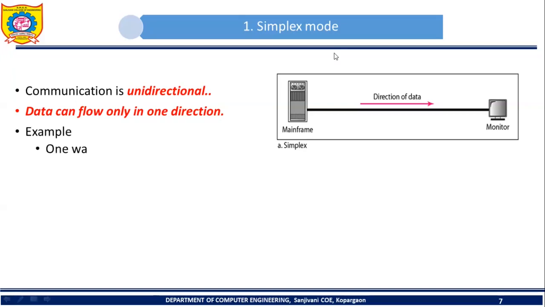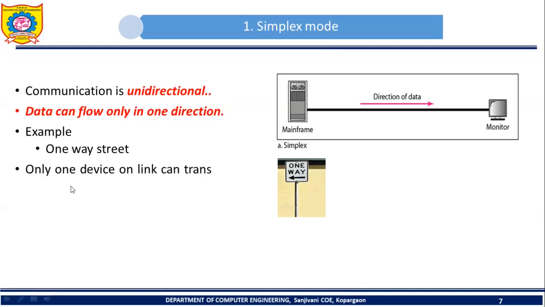If we have such communication between two devices, then we can say that it is simplex mode. Consider one general example, a one-way street. In a one-way street, vehicles can move only in one direction. In simplex mode, only one device on the link can transmit, while the other can only receive the data. Suppose this is the sender; the sender can only send the data, it cannot receive. And this is the receiver; the receiver can only receive the data, it cannot send. So this is simplex mode.